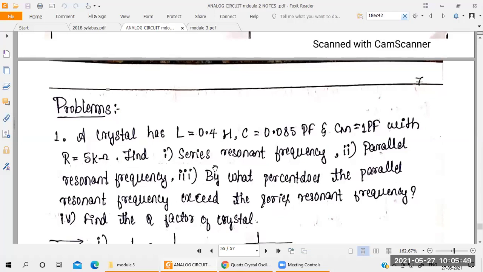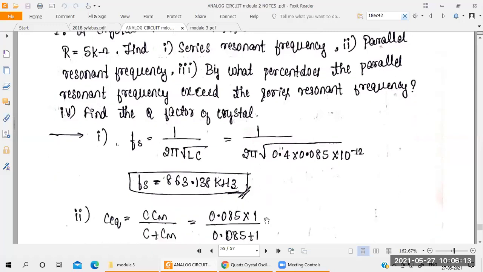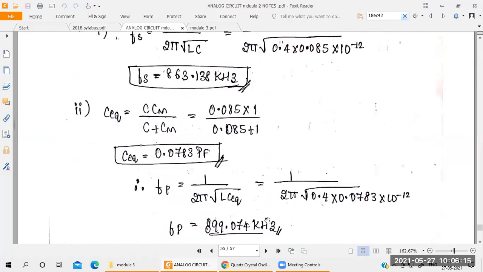First, you find out series resonant frequency. What is the formula? Fs is equal to 1 divided by 2 pi square root of LC. Substitute L and C value. So you got Fs equal to 863.138 kilohertz. Okay, what is the Fs value now? 863.138 kilohertz.